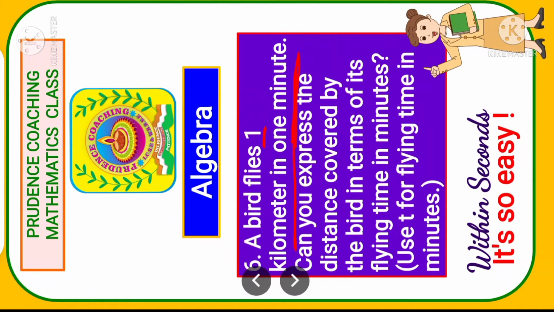Can you express the distance covered by the bird? You are asked to find out the distance in terms of its flying time in minutes. That is, how many minutes the bird is flying is given to you. That means the time is given in minutes. Use t for flying time in minutes. So here the time is given to be t minutes. You need to just assume t minutes for the time, which is a variable. The exact time in minutes is not given to you. A variable is given to you.